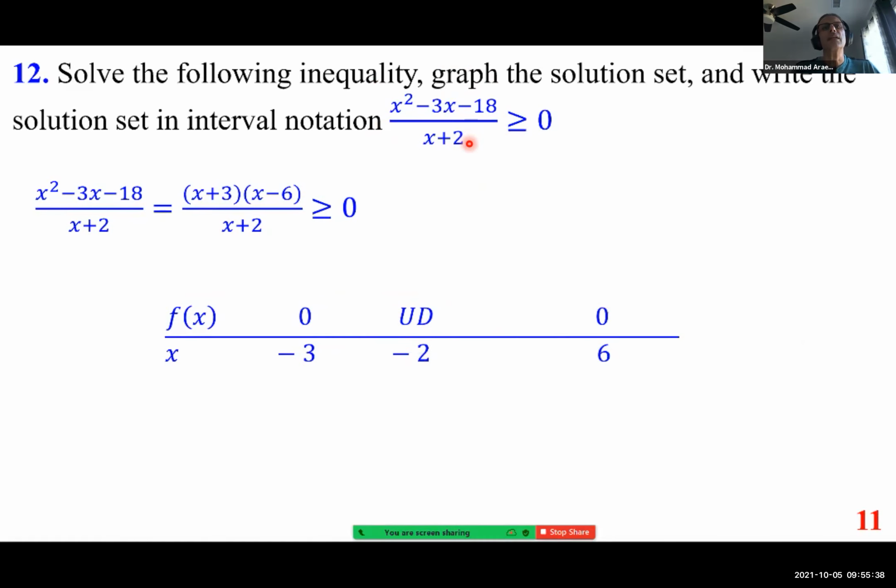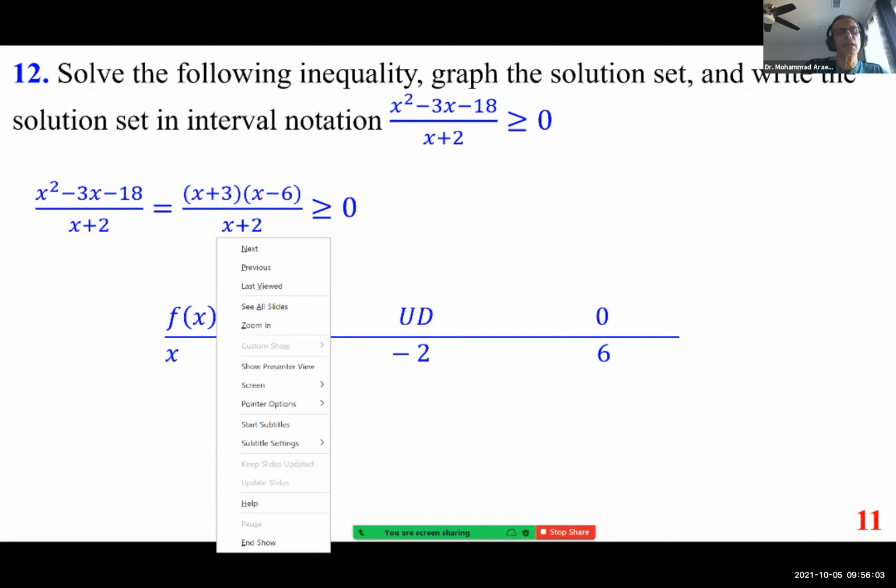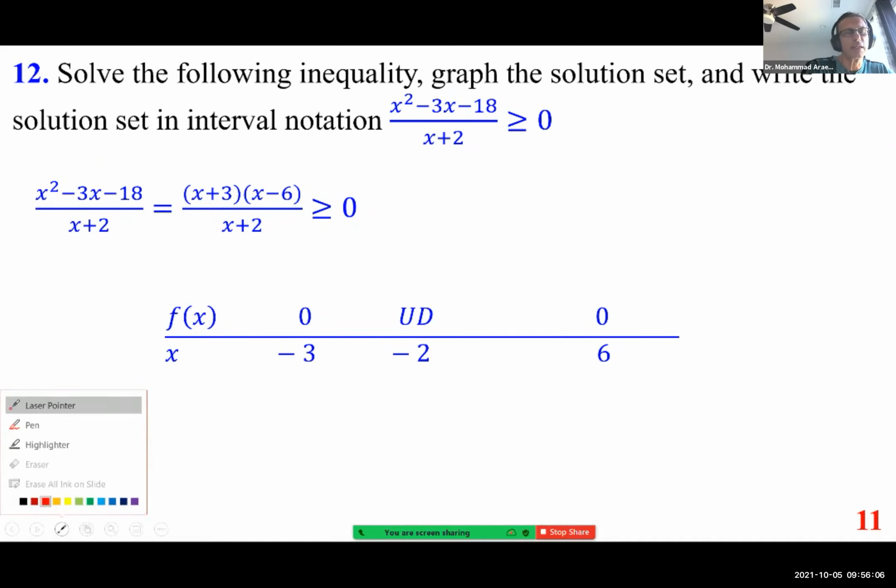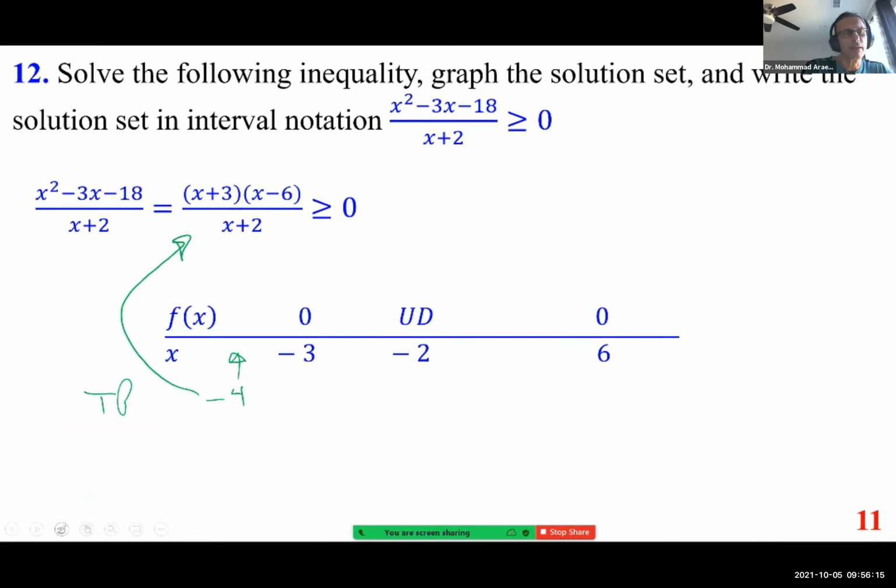And now, basically, we do a test point. If you pick a point to the left of -3, for example, -4, it's easier to observe it here. You can do it here, but it's easier to observe it here. -4 plus 3 is negative. -4 minus 6 is negative. -4 plus 2 is negative. So let me write that. I want to make sure we understand that we are choosing a TP, short for test point, -4, and we are plugging in. So this is negative, this is negative, and a negative times a negative over a negative is also negative.